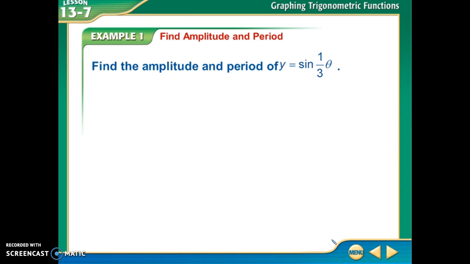So some questions that we'll see. For this one, I just want to find the amplitude and the period looking at my equation.